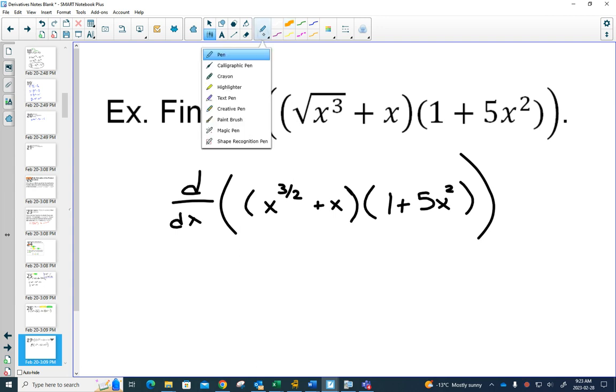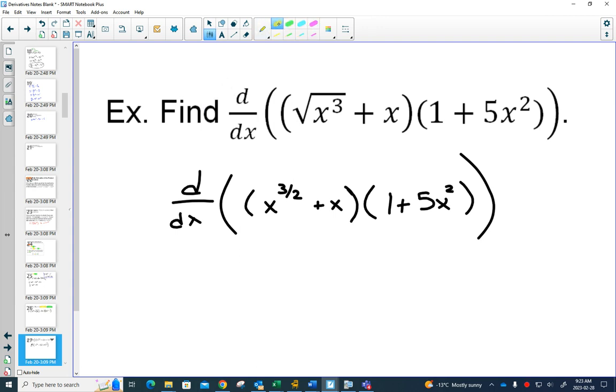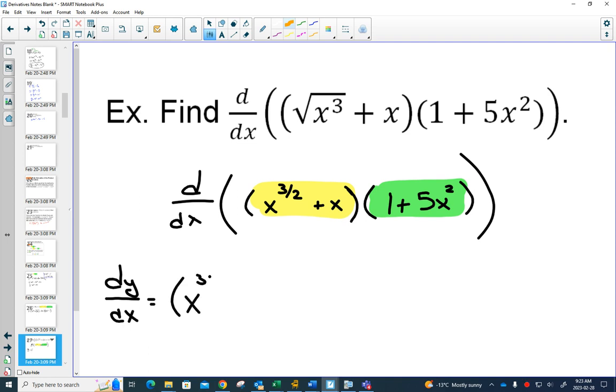Again, if you like to color code this, we've got our multiplication happening. There's our two functions, one multiplied by the other. So if I'm taking the derivative, my derivative will equal, keep the first one the same, multiplied by the derivative of the second one.